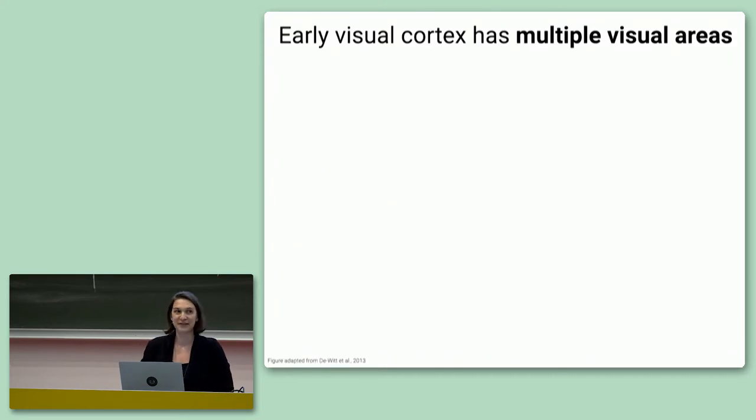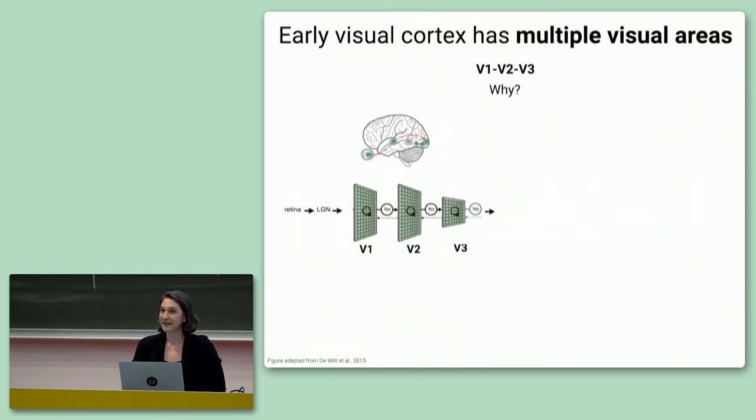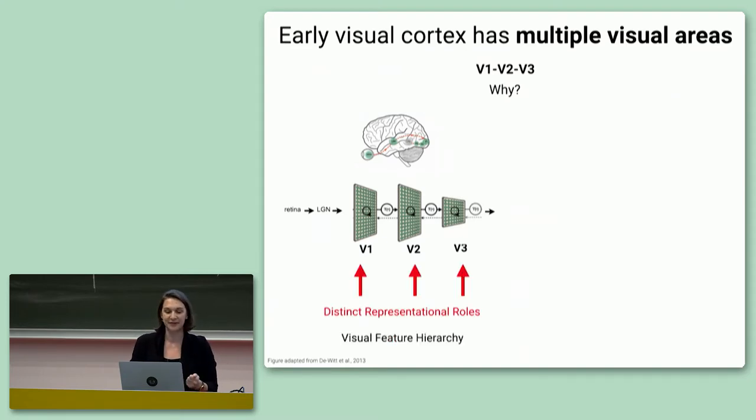So we know early visual cortex has multiple visual areas. For now, I'm just going to focus on V1, V2, V3. They go on and on and on, but that's another story. So we'll just focus on these main ones. Why? The standard story is that they're distinct representational stages. They have different roles, and they promote a visual feature hierarchy.